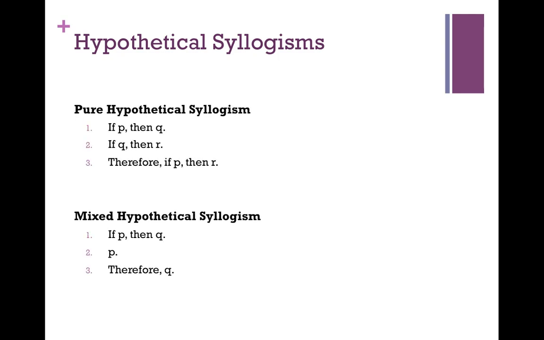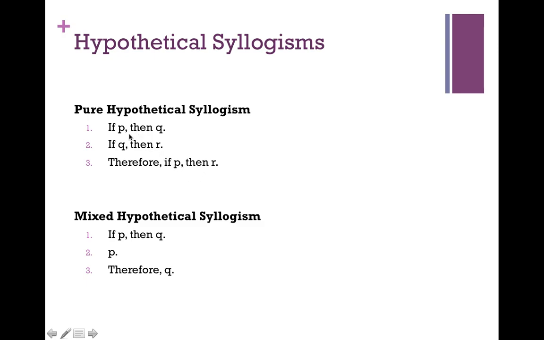And as I was saying a moment ago, there are all kinds of hypothetical syllogisms. There is on the one hand what we call pure hypothetical syllogisms, and then there are also what we call mixed hypothetical syllogisms. You can see here the difference between them. Notice that the conclusions are very, very different. In the mixed hypothetical down at the bottom, the conclusion is just saying that Q is true, whereas up here, the conclusion is of the form if then. It's saying if P then R.